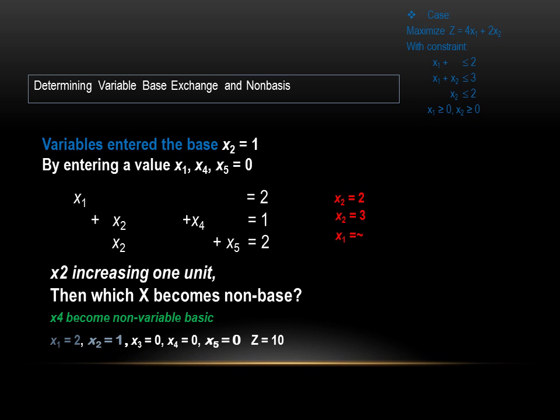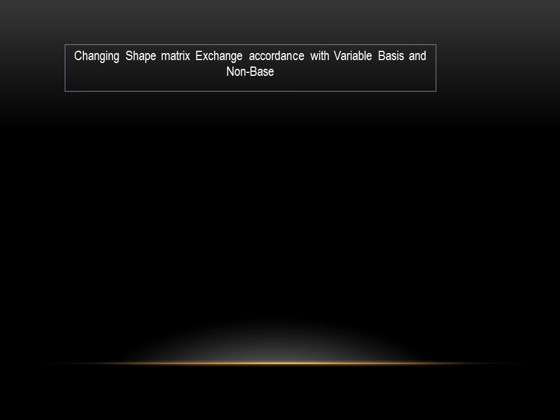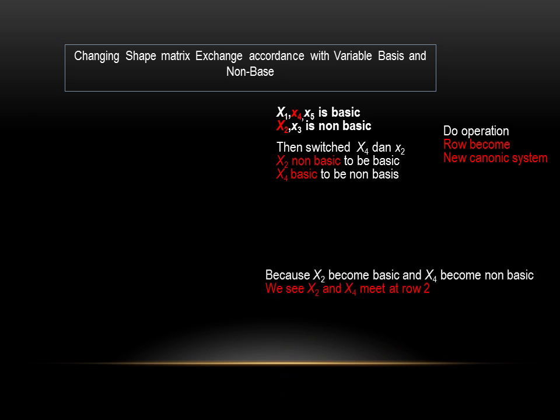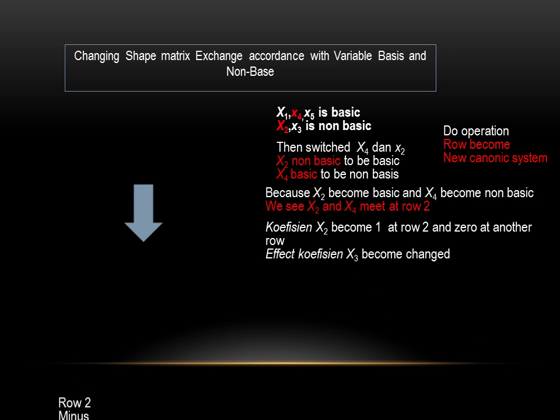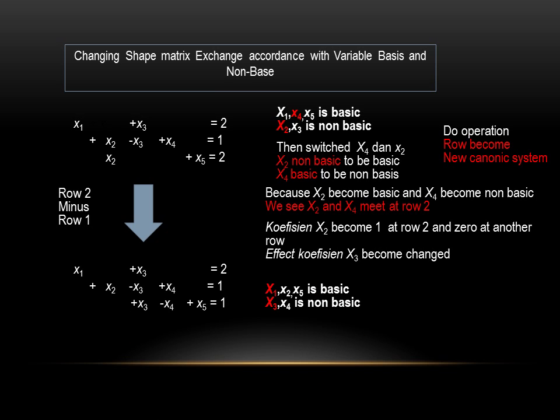And okay, the x3 will become the non-basis variable. So changing the matrix, exchanging according to the basis variable. Okay, this is a step like before, where we are doing the canonical system by reducing row 2 and row 1. So after that we can know which one is now the current basic and which one is non-basic.